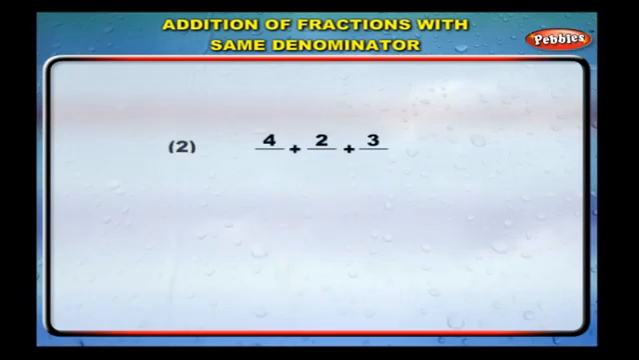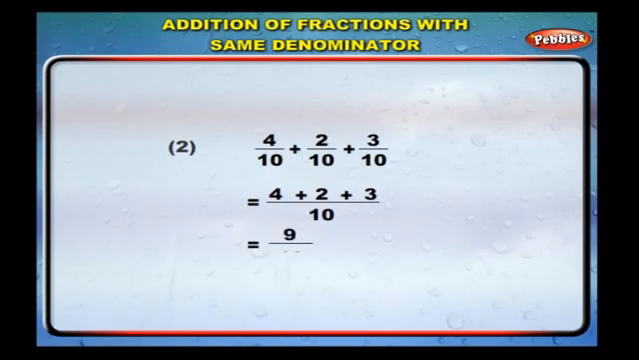Sum 2. Add 4 by 10 plus 2 by 10 plus 3 by 10. The denominators are the same number, 10. On adding the numerators, that is 4 plus 2 plus 3, we get 9. So, the answer is 9 by 10.